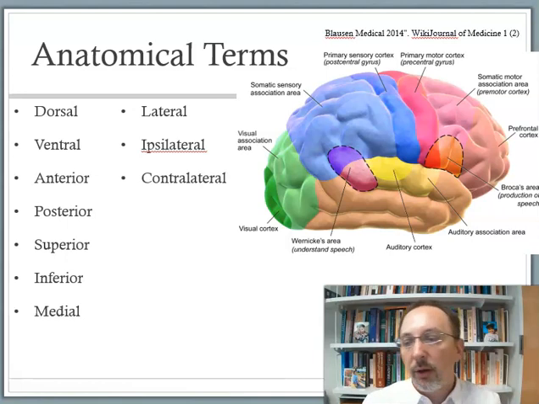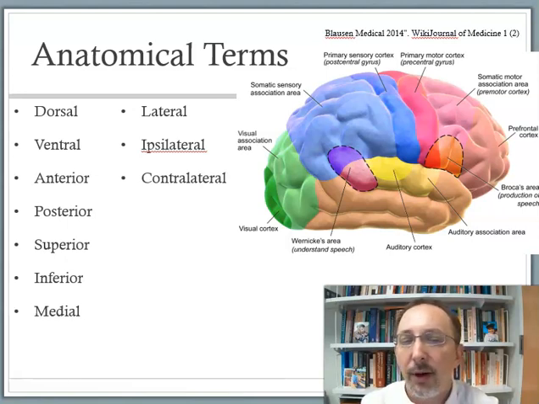Once we know our four main lobes, say we want to talk about Broca's area in the frontal lobe. Well, it's going to be the inferior posterior part of the frontal lobe. So you say, here's a frontal lobe, we're looking towards the back of it, and we're looking towards the bottom. And that's the idea. Anterior is toward the front, posterior is toward the back, superior is above, inferior is below.